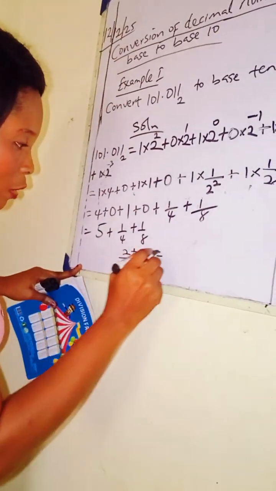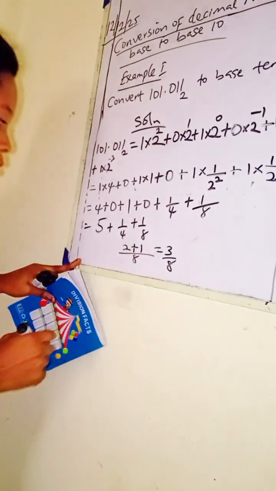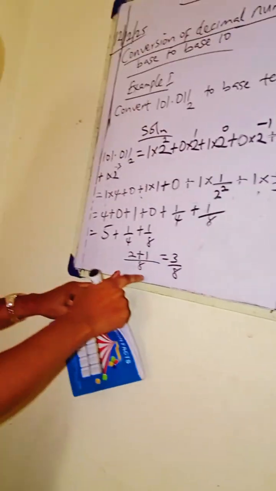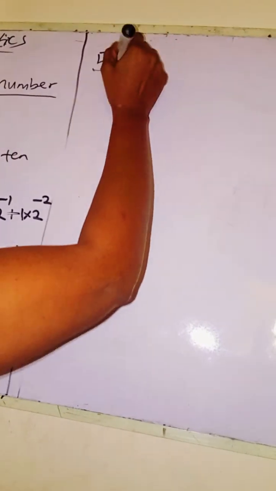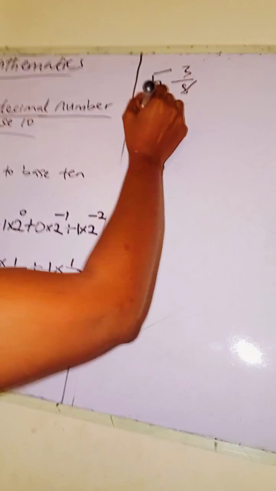So 2 plus 1 will give us what? 3 all over 8. So we have done the fractional part first. This is the whole number part, which is 5. Then bring the fractional part. The answer I got for the fractional part, which is what? 3 all over 8. So I'll bring my 5.